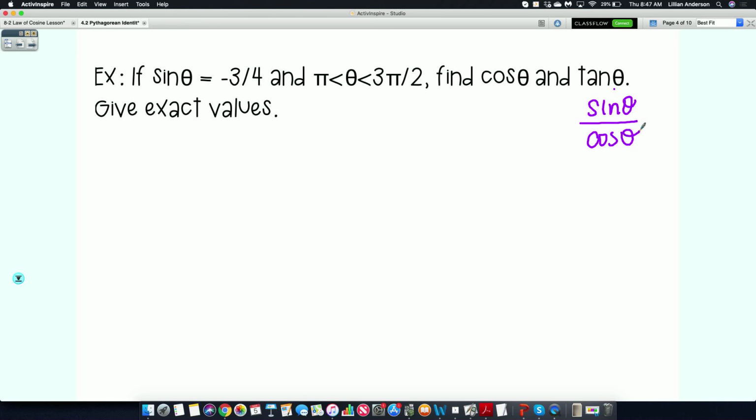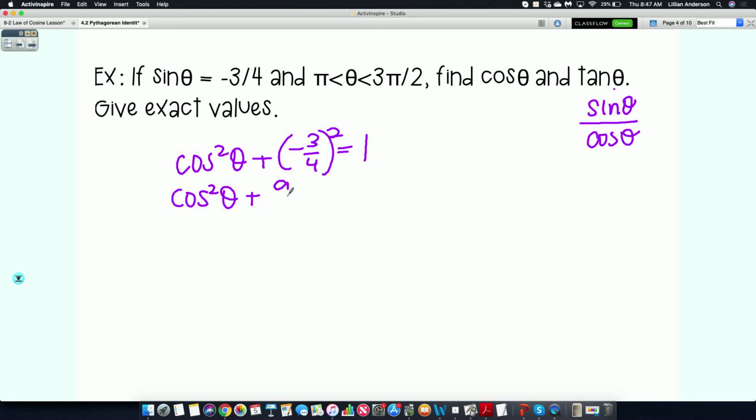Okay? So then again, we're going to use the Pythagorean identity to find cosine. So cosine squared theta plus negative 3/4 squared is equal to 1. What is negative 3/4 squared? 9/16. What's cosine squared theta going to be equal to?